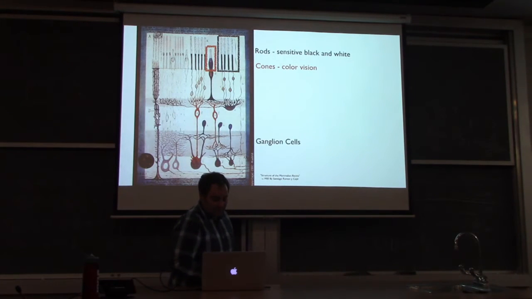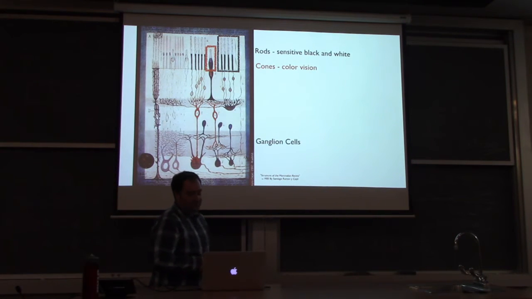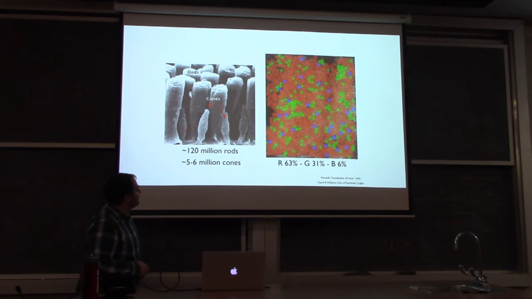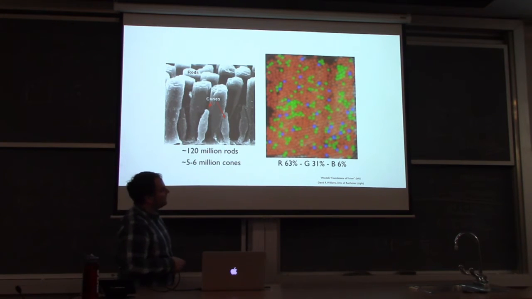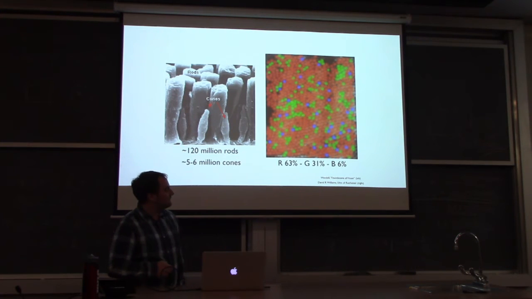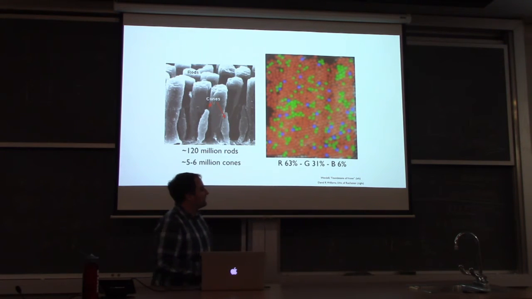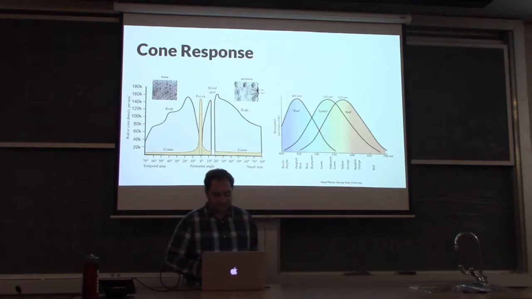Here is an interesting illustration about this. This is what the cones look like. They look somewhat like a cone, and the rods look like a rod. That's where they have their names from. Here is a microscopy picture of the same thing, and then here is a distribution of cones which are responsible for each of these colors. You can see that there are a lot fewer blue cones than red cones, and we'll see also that blue is the color that we perceive with the least precision.